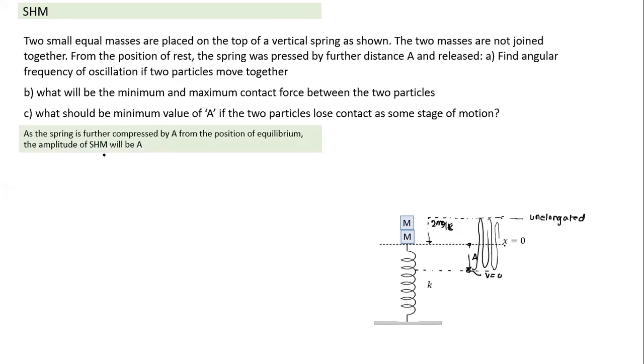As in the equilibrium, the amplitude of SHM will be A. That point we need to understand. If you compress from the mean position by a distance A, the amplitude of oscillation is A here. And the angular frequency of a mass connected to a spring is the square root of k by m. Since the mass is 2m, that's the angular frequency. That is an easy, direct formula. Now the question comes here. As it oscillates, there is a contact force acting between the two masses. The question is, what are the minimum and maximum contact force between the two particles?